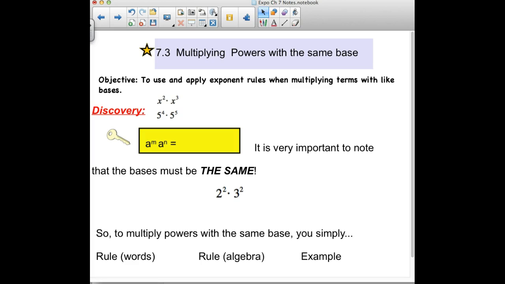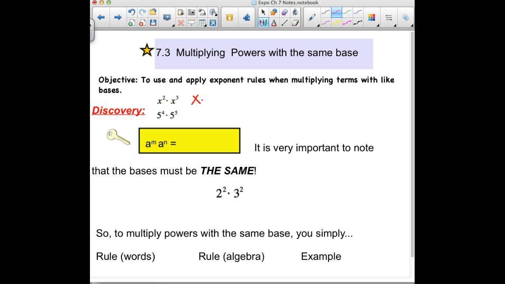All right, section 7.3 deals with multiplying powers that have the same base. So we're going to look at what kind of exponent rules we have for that when we have like bases. To get started, we are going to look at a couple examples. We have x squared times x to the third.